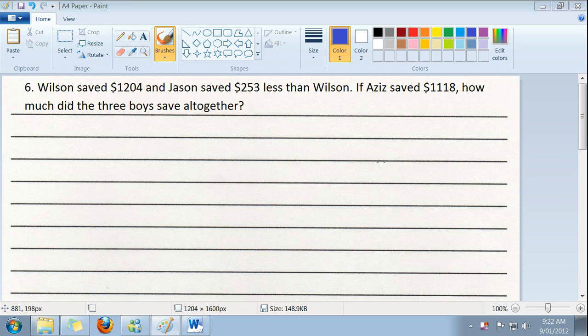Number 6. Wilson saved $1,204 and Jason saved $253 less than Wilson. If Aziz saved $1,118, how much did the three boys save altogether? Alright, Wilson. We know that he saved $1,204.